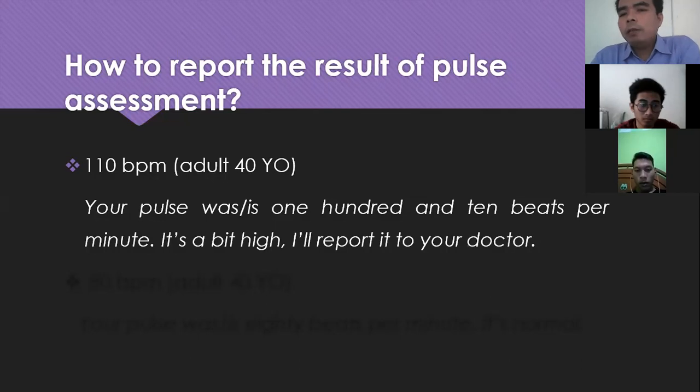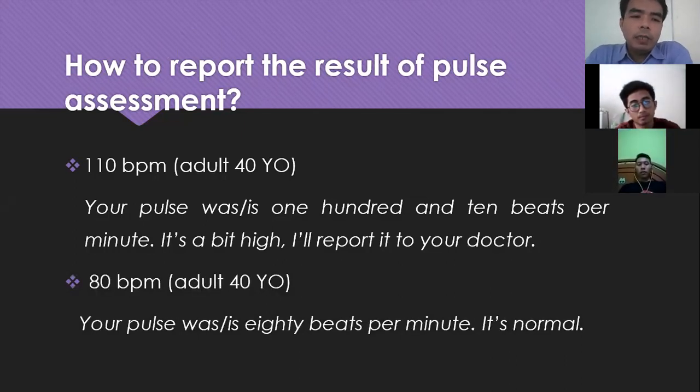Why present tense? Because this is a result. This is a fact. So you can use present tense. Why past tense? Because it already happened in the past. 5 minutes ago, you've already checked, and now you have to report. So if I may suggest, you can use both present tense or simple past tense. Okay, now Yeri, please read this one. Yes. 80.